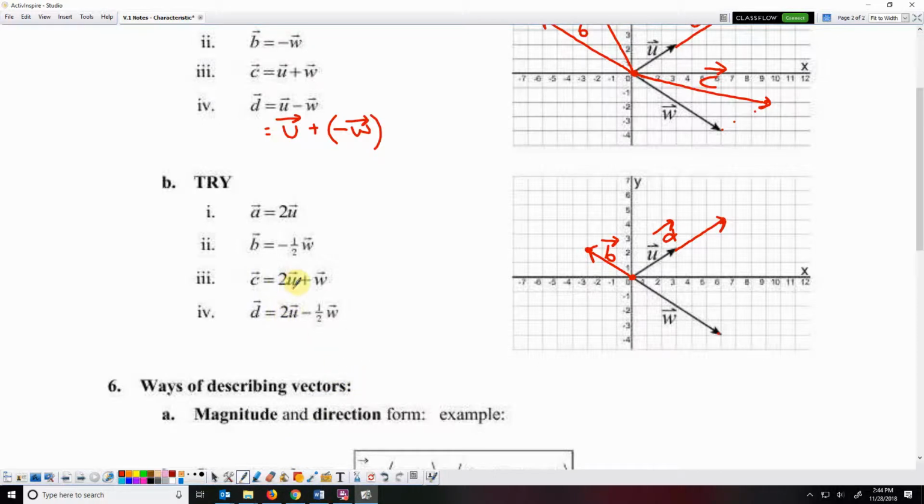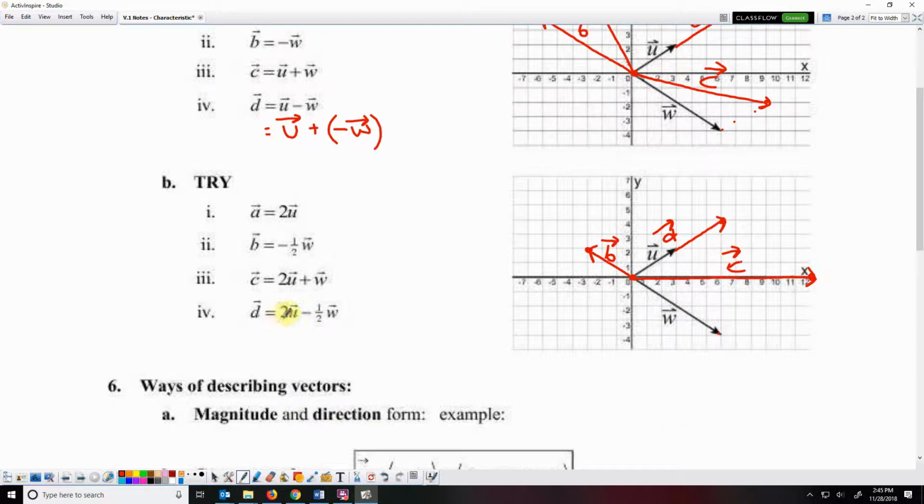Vector c is 2 times vector u plus vector w. So I've got vector w here. 2 times vector u is right 6 and up 4. So from the end of w, I need to go right 6 and up 4. So that ends right there. So from the initial tail to the final head is vector c, which is 2 times u plus w.